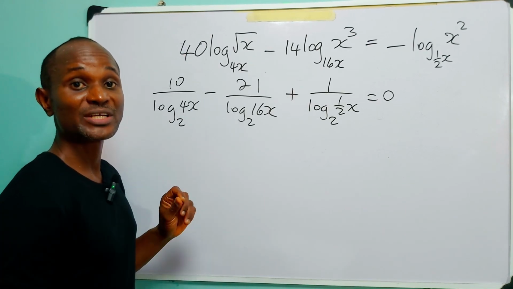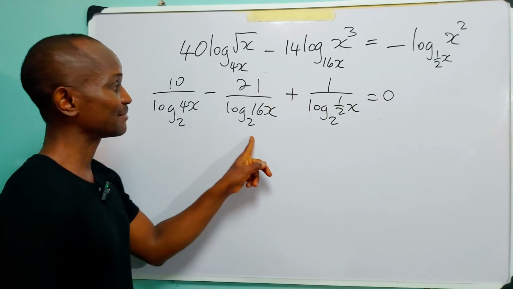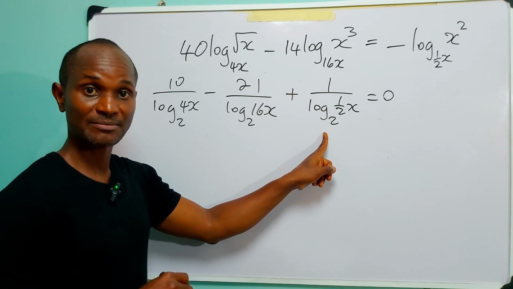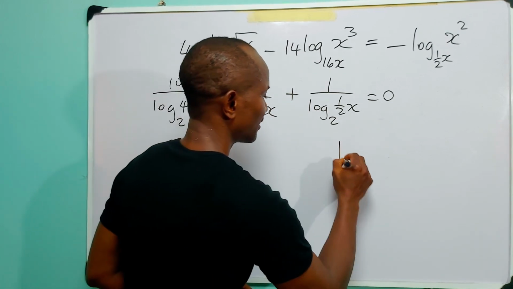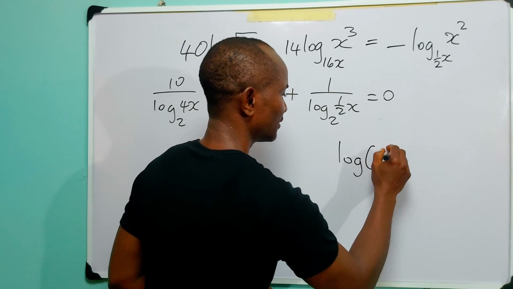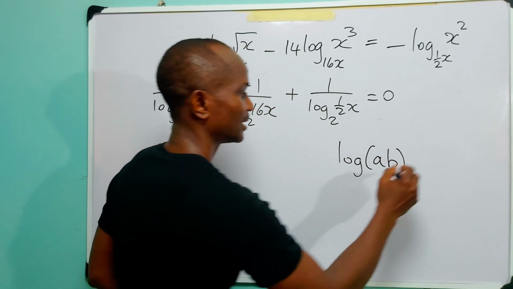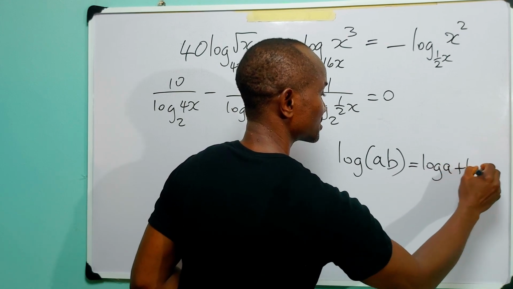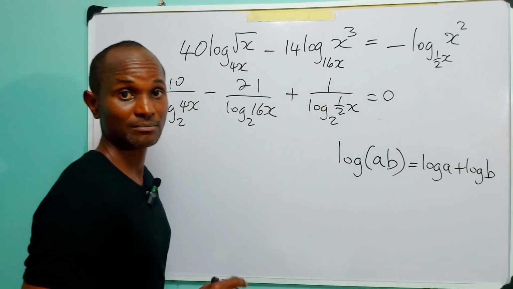The next step to solving this equation is to further simplify this expression by using the product law of logarithms. We know that when we have log of A multiplied by B, this is equal to log A plus log B.